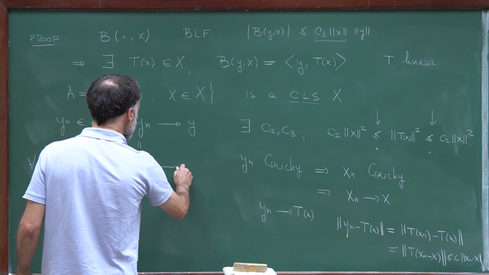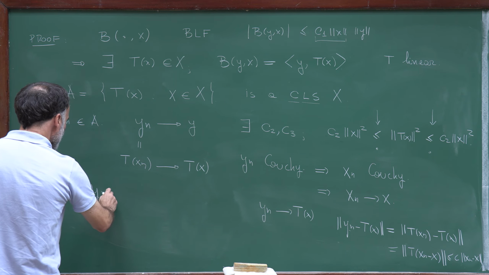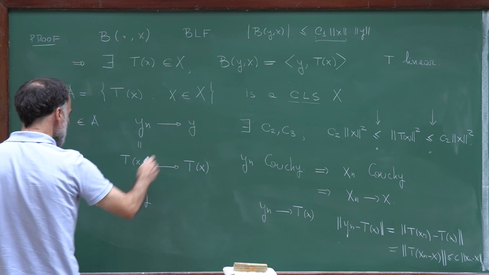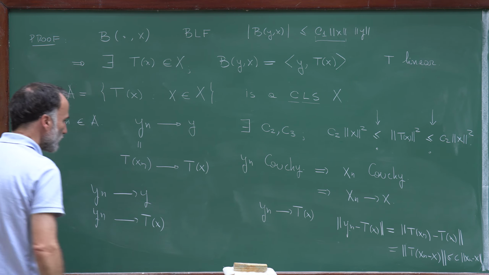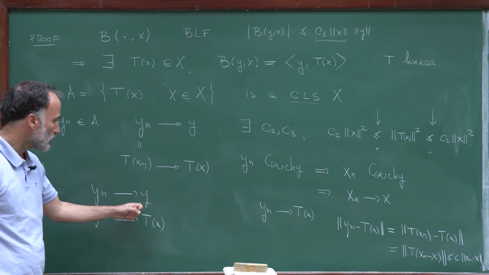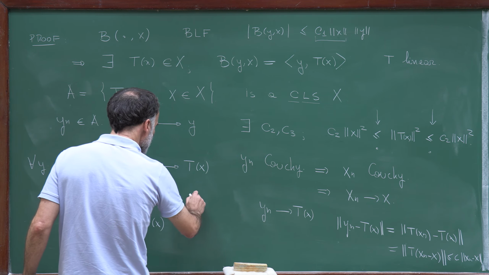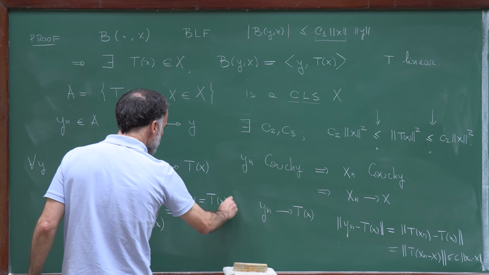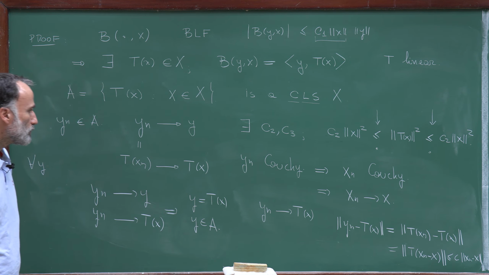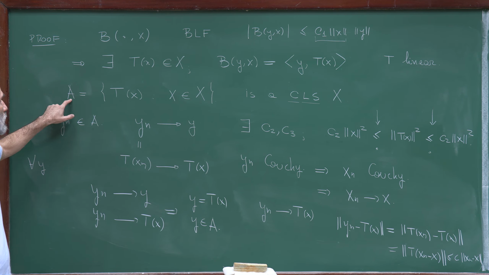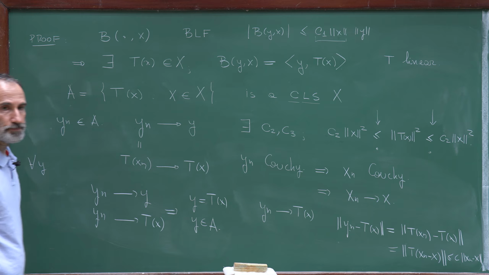And from that we get that yn is actually converging to T of x. So we have the same sequence, yn, which is converging to y by assumption, and we proved that yn is also converging to T of x. From the uniqueness of limits, we get that y is equal to T of x, and therefore that y belongs to A, because y is in the image of T. Therefore, we proved that this space is a closed linear subspace of X.